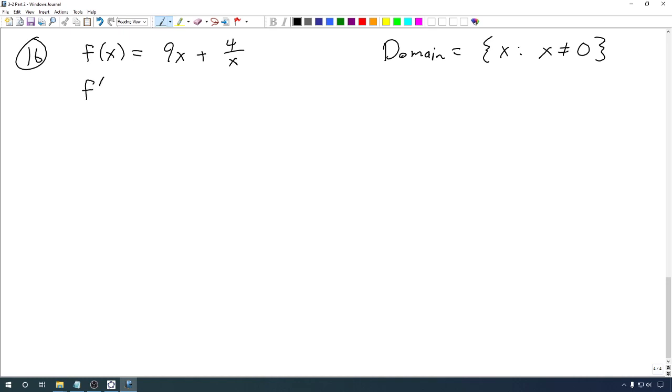We'll go ahead and start the same way we were doing before. We're going to take the derivative. Derivative of 9x is, of course, 9. For 4 over x, we're going to have to remember that x on the bottom here is really an x to the minus 1 power. That means that minus 1 power we're going to have to pull out. And then we're going to have to reduce the minus 1 power to a minus 2 power. Which means that we end up with an x squared on the bottom.